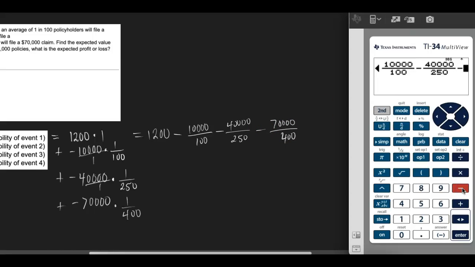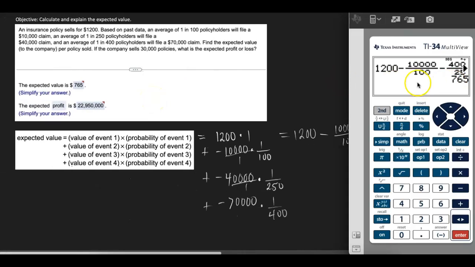Notice that I'm using here the minus key and not the negative key, but that was by choice. If you were doing plus the negative, then you would use that negative key. There is a difference there according to this calculator. Okay, so I've got one more fraction for 400. Press enter, and that gives me the expected value, from the insurance company's perspective, of selling one policy, $765. Because that value is positive, we expect that to be a profit.